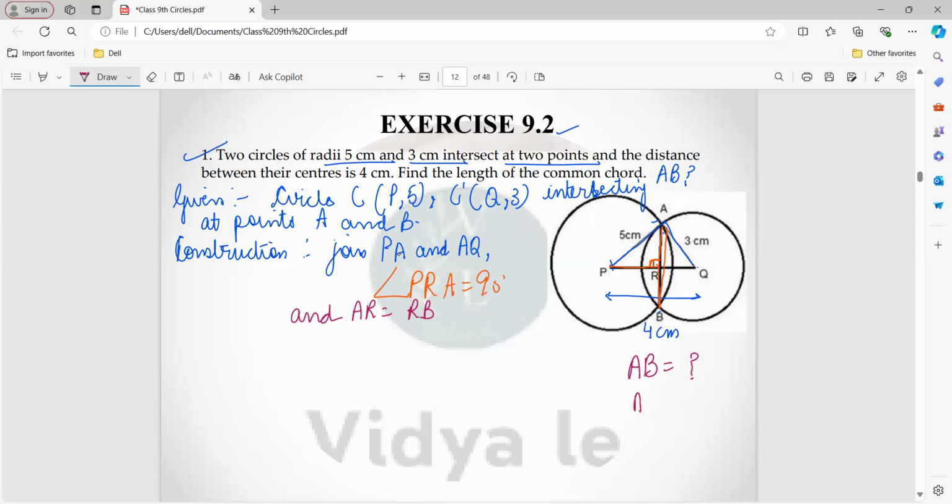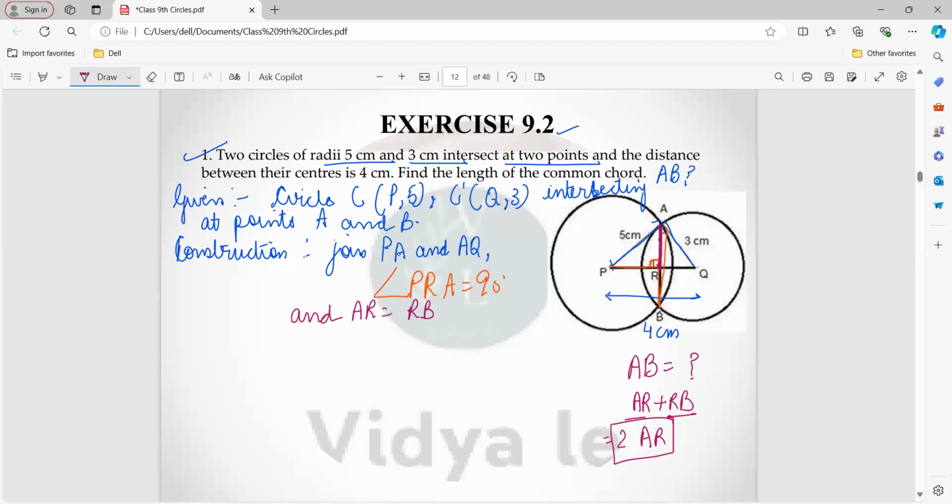If we are able to find the length of AR, we know that AB is equal to AR plus RB, where AR and RB are both equal. So AB will be 2 times AR. So our main concern is to find the length of AR, this part. Now, how can we find its length?